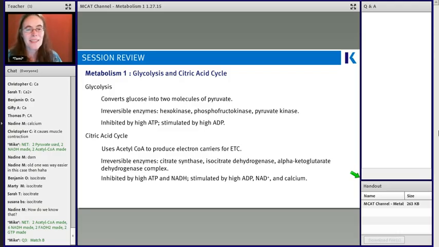The citric acid cycle uses the acetyl-CoA that comes from pyruvate decarboxylation to produce electron carriers of NADH and FADH2 for the electron transport chain. There are three different enzymes that are irreversible. That's citrate synthase, IDH, and alpha KDH. It's inhibited by high amounts of ATP and NADH, and it's activated by high amounts of ADP and NAD+. All right, I know this is a lot of information.